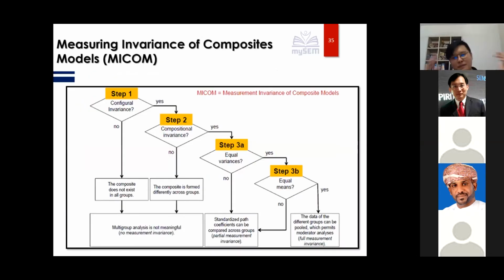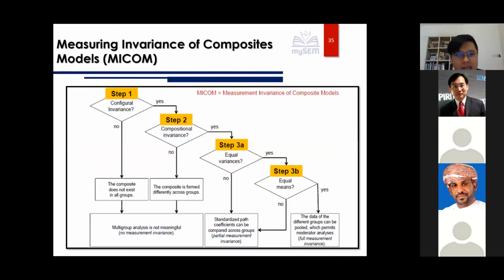When we talk about measurement invariance in PLS, we have this famous technique created by Henseler et al. 2016 and his colleagues, called MICOM. MICOM stands for Measurement Invariance of Composite Models. MICOM goes through 3 steps. Let us start with step 1. Step 1 is called configural invariance. I'm going to explain what all these terms are about in detail later on.